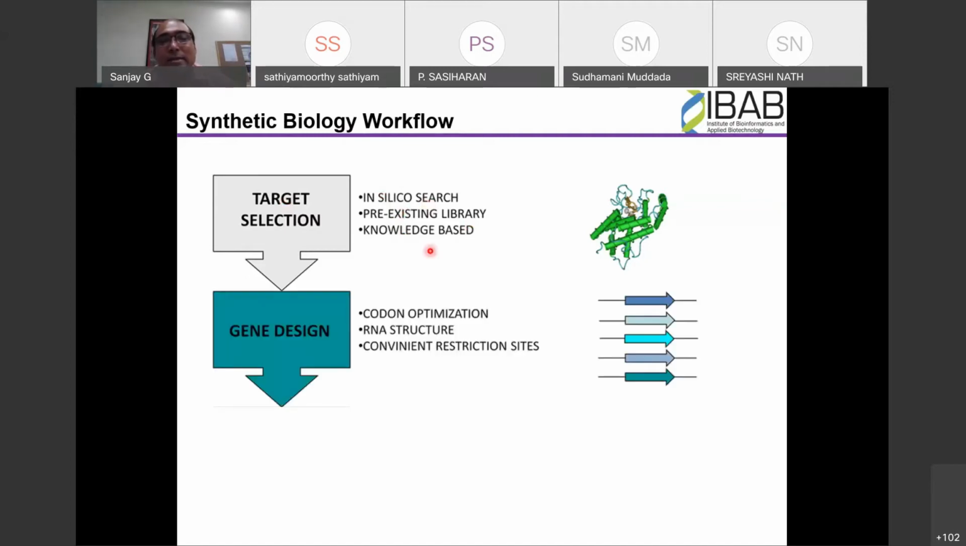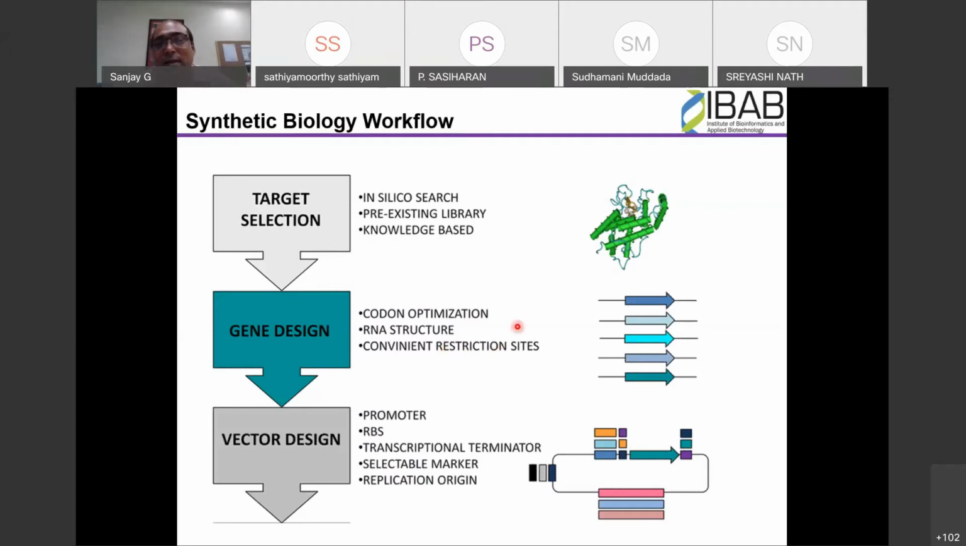Once the target is identified, we come to the parts. That means we have to design the genes, whether these genes need to be codon optimized depending on which host we are going to use, etc. And then all this restriction site mapping, nowadays there are softwares which easily do these things.